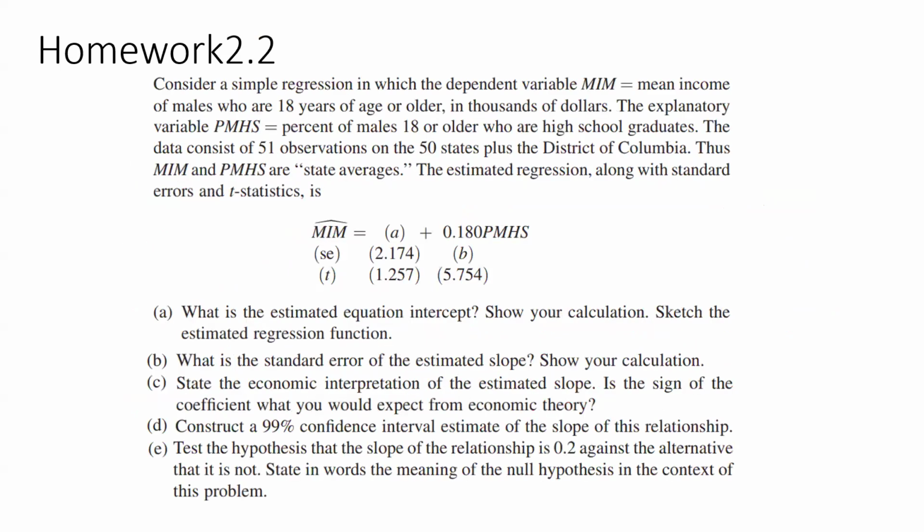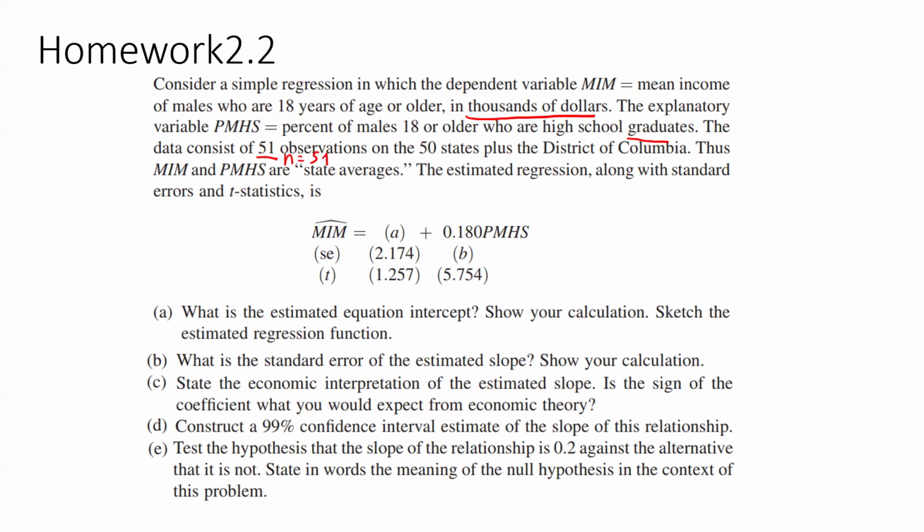Second homework is very long, so let's slowly read the question. MIM is the mean income of males, in thousands of dollars, while PMSH is the percent of males who are high school graduates. The data consists of 51 observations, so N equals 51.